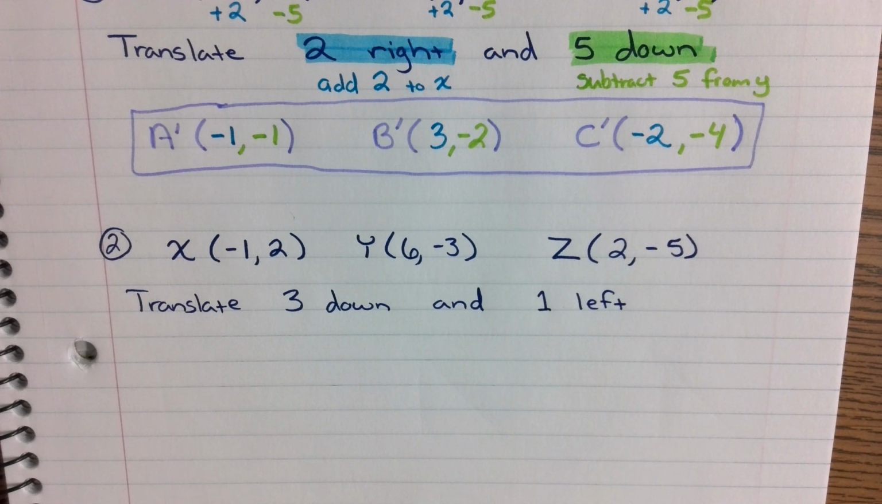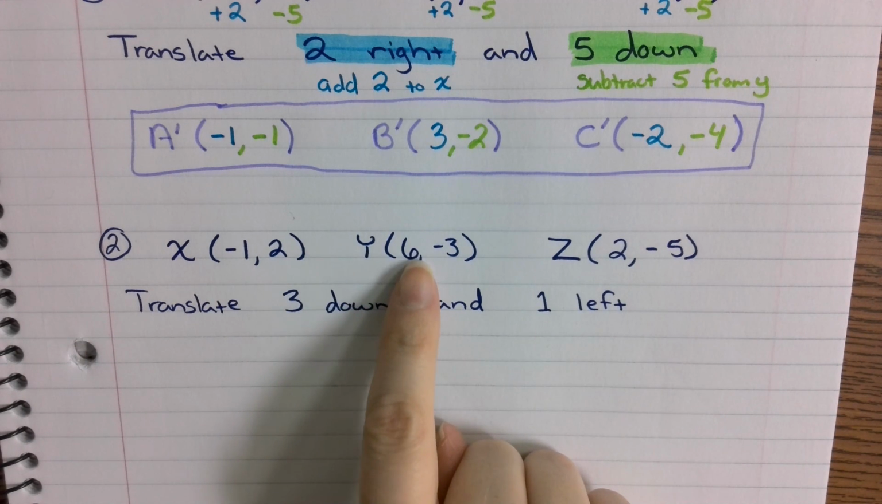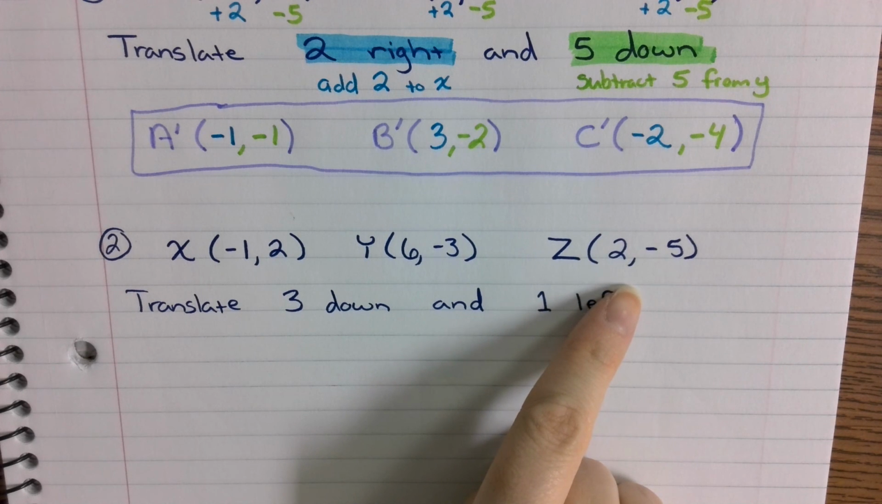Go ahead and try that one on your own. All right, who can tell me what they got for x prime? Jair? Very good. Negative 2 and negative 1. Okay, and then what about for y prime, Devin? 5, negative 6. And then for z prime, who can tell me what they got for z prime?